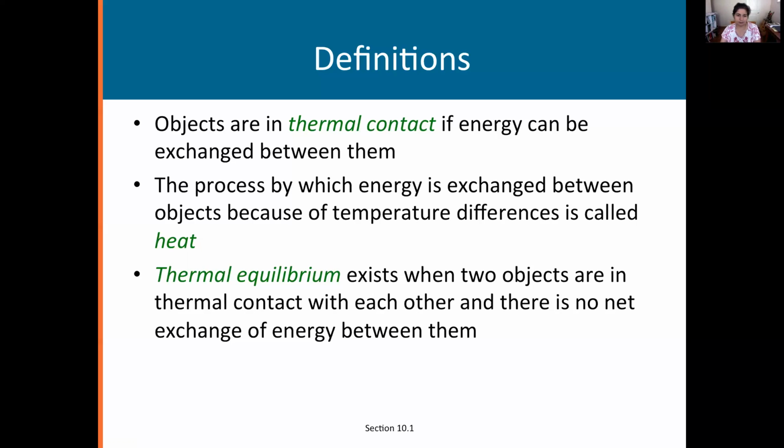Okay. Thermal equilibrium is achieved when both the objects are at exactly the same temperature. If they're at the same temperature and they are in thermal contact, now no energy needs to be exchanged between them because they are already at the same temperature. That defines thermal equilibrium. Okay?